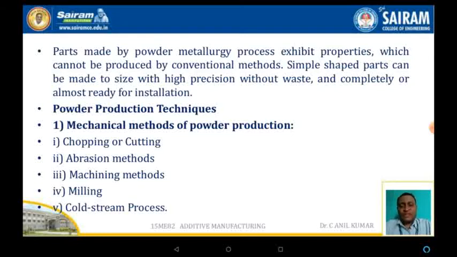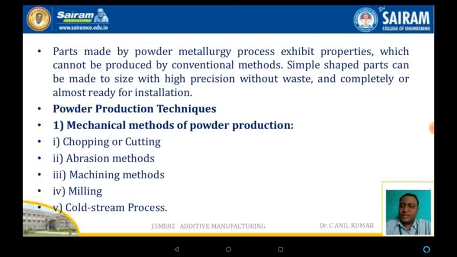Next topic we are discussing is powder production techniques. In powder production, there are three different types of techniques available. The first one is the mechanical method, the second one is the chemical method, and the third one is the physical method.